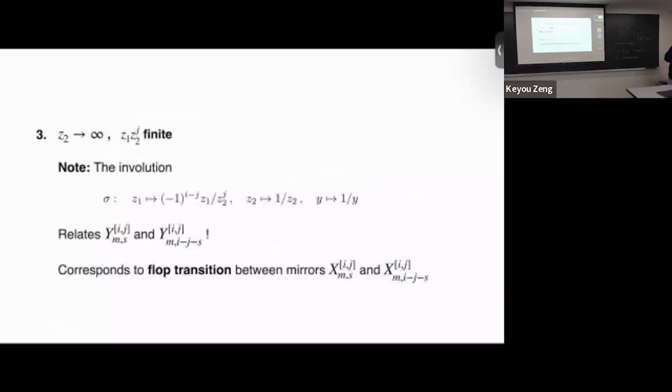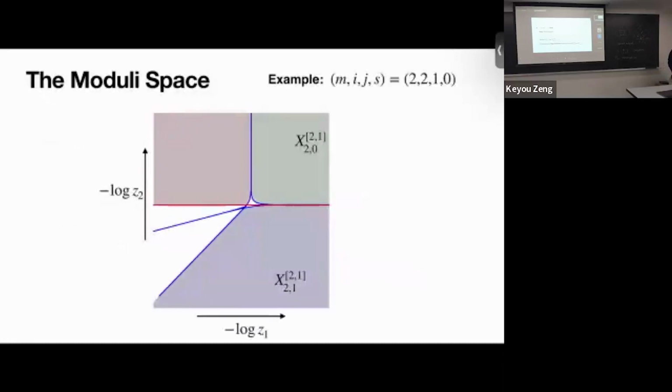Now, you could also take the limit as Z2 goes to infinity, keeping Z1, Z2 to the J finite. And then you observe that there's an involution that relates two different Calabi-Yaus constructed using these fibrations. What it's doing is it corresponds to a flop transition between the mirrors on the other side. So this is something that we can observe on the level of the fibrations, and we can interpret it as a flop transition on the level of the mirror Calabi-Yaus. So this is the kind of structure of the moduli space we get.